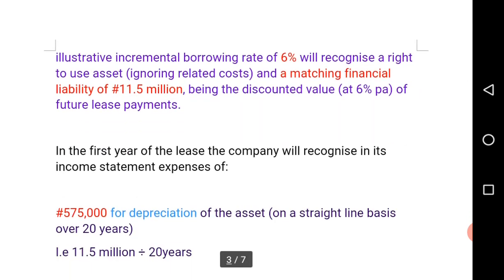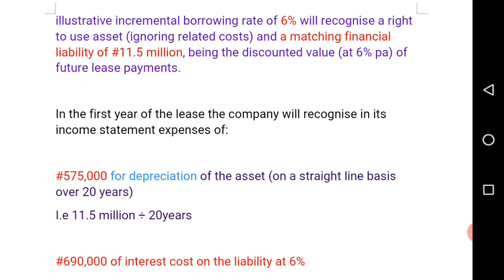It says, in the first year of the lease, the company will recognize in its income statement an expense of 575,000 naira for depreciation. How did we get that? We use the straight line basis, and the basis must be written down in the question. If it's not written down in the question, then it is appropriate to use the straight line basis.